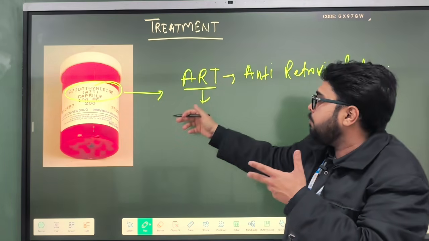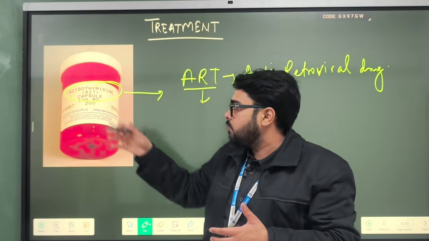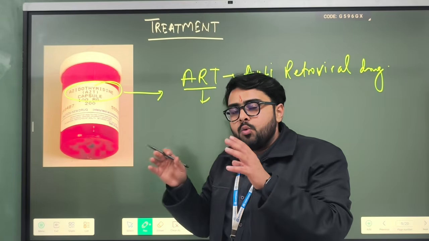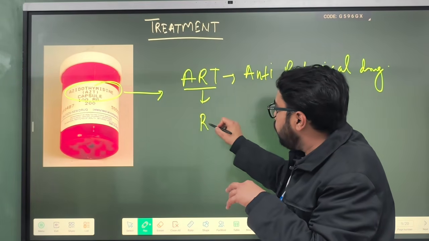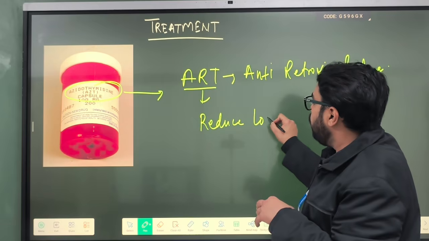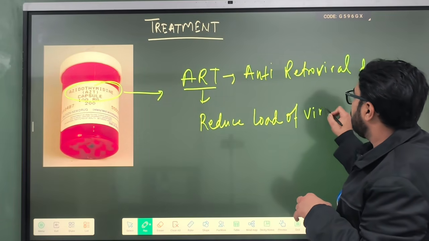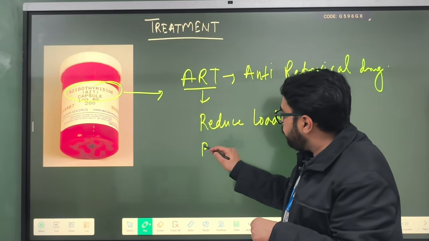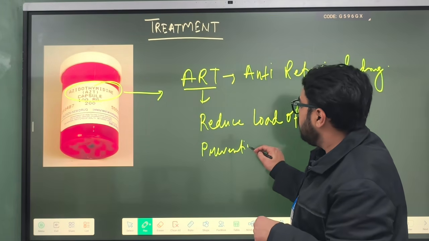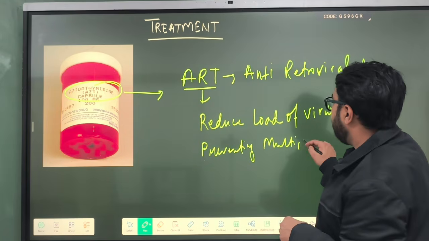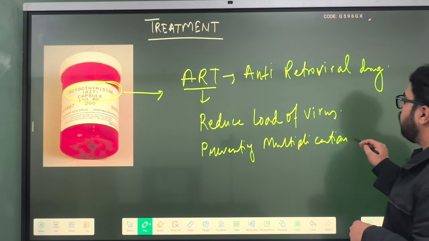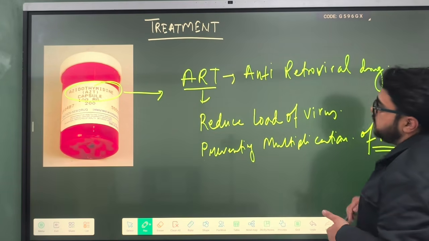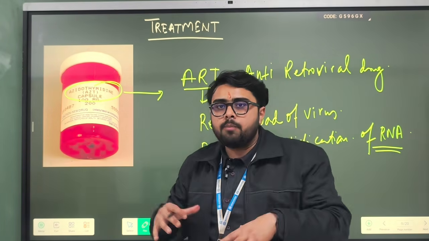What will this ART do? For example, azithromycin, the name you can see, is the name of a brand or medicine. This medicine will reduce the load of the virus by preventing the multiplication step, or RNA elongation, the multiplication of the RNA of this virus, and that is how they can stop the growth.